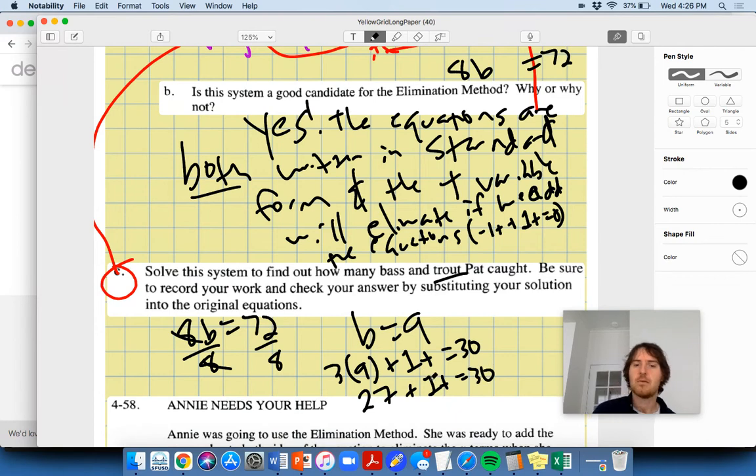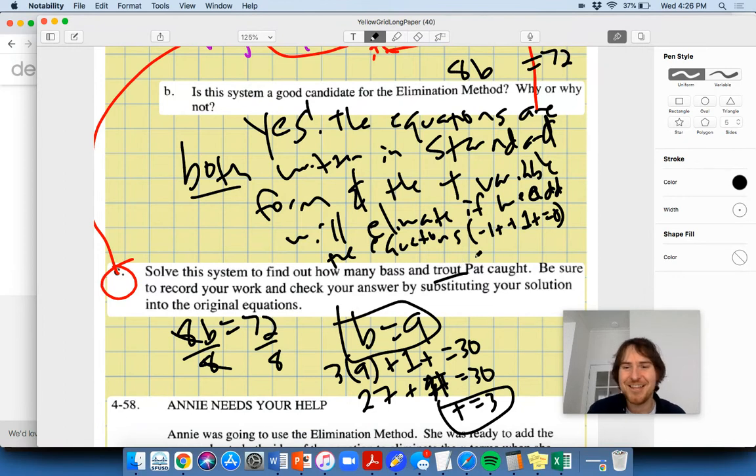Okay, 1t, t's already isolated. I didn't even need the 1 there. I could have just written t right here. Subtract 27 from both sides, and t equals 3. I'm not going to check my answer because I've done this a few times. I think that answer is right here.